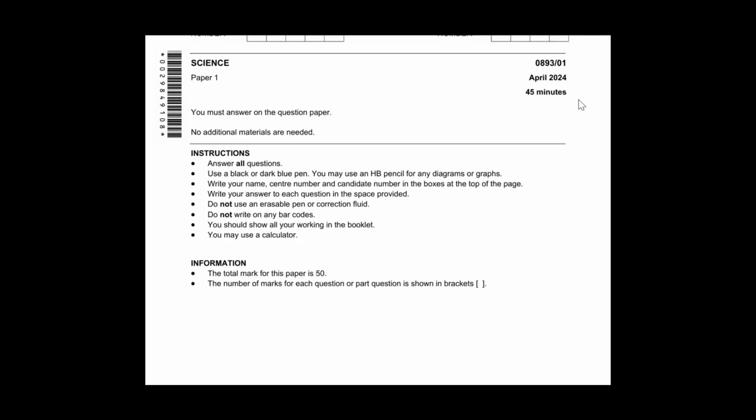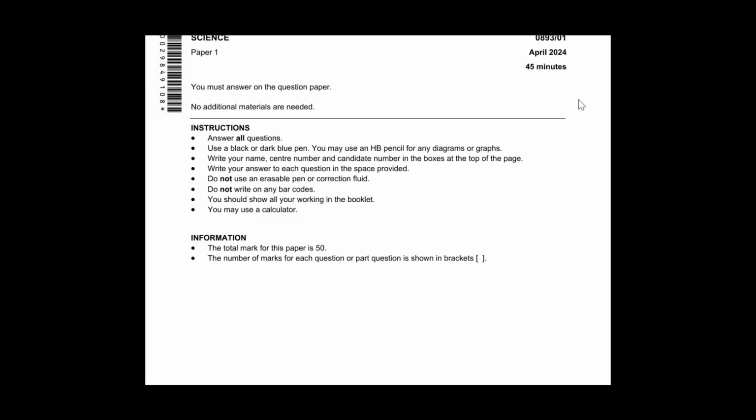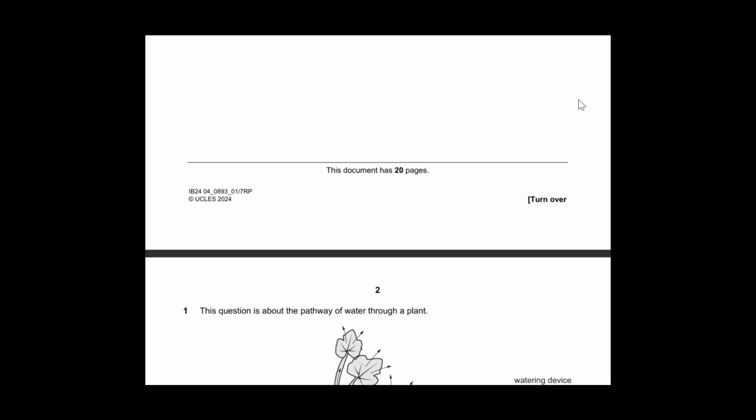So the instructions need us to answer all the questions, to use our black and blue pen. If you need to draw diagrams or work on graphs, you use a pencil. Your center number, candidate number, and other details need to be well provided. Ensure you don't use correction fluid. For those that are used to correction fluid, it's not permitted for this exam. And the barcode, you are not to write on them. If you need any other thing, you'll be provided. But most importantly, you need to be in the exam with your own calculator. Paper 1 is going to take 50 questions, and here we go.